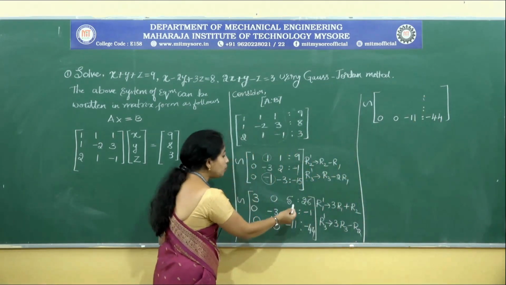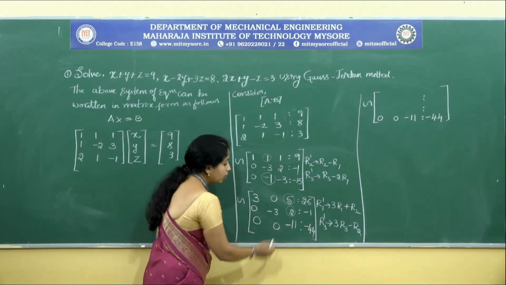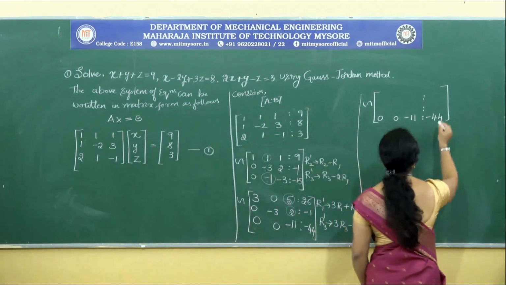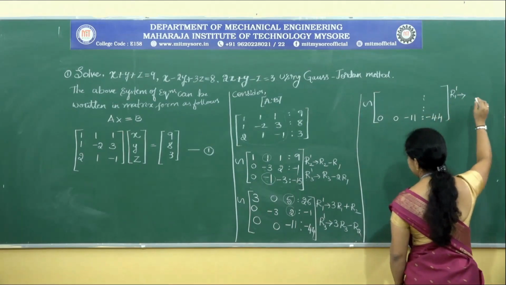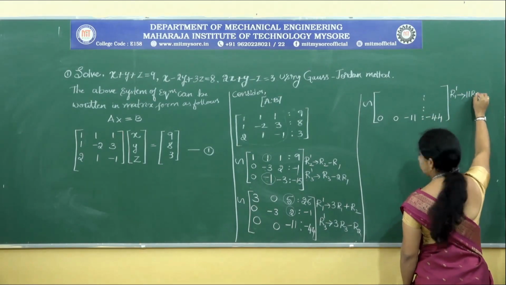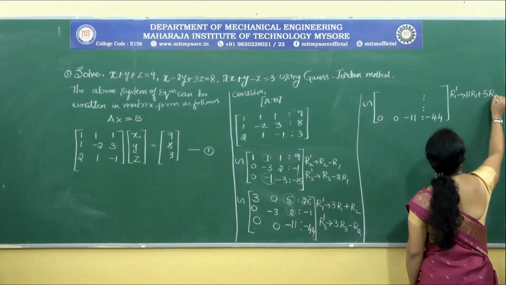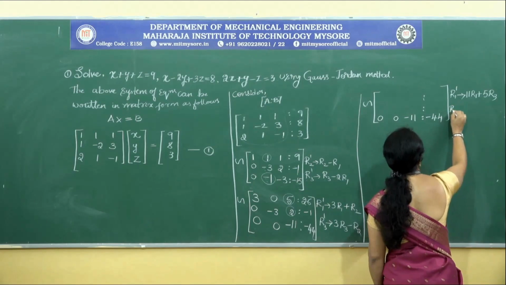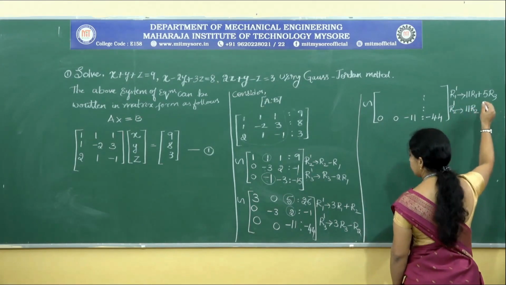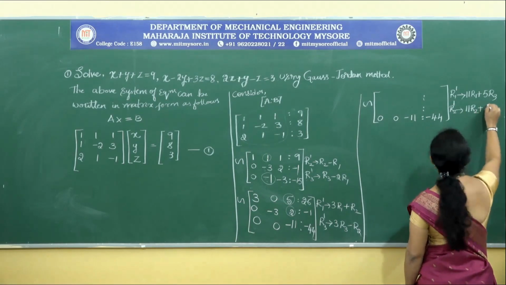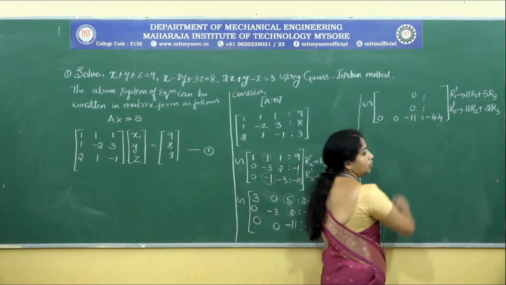Now here we are supposed to make these two elements as 0 by using this element. The row operations will be R1 dash is 11 R1 plus 5 R3. Then R2 dash will be 11 R2 plus 2 times R3. Now these two elements are 0.